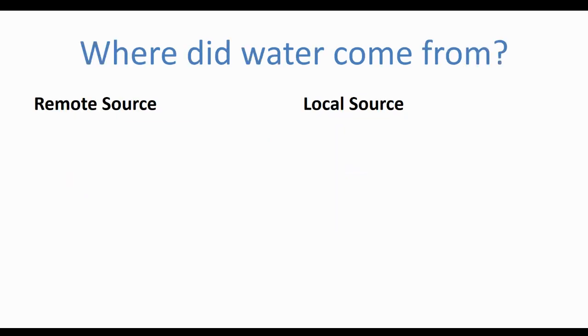The question is, where did water come from? There are two hypotheses. The first one is that water came from a remote source like comets or meteorites, in that these could have contributed to the accumulation of water on Earth.